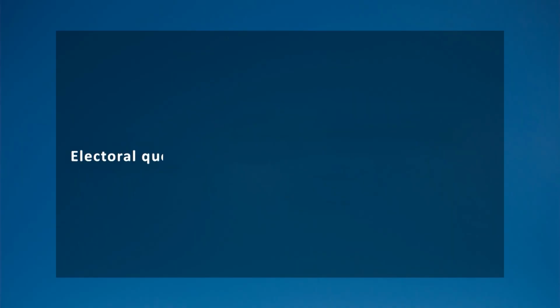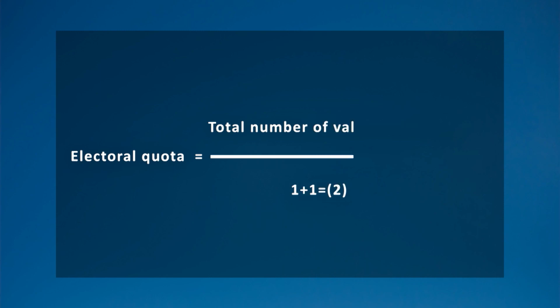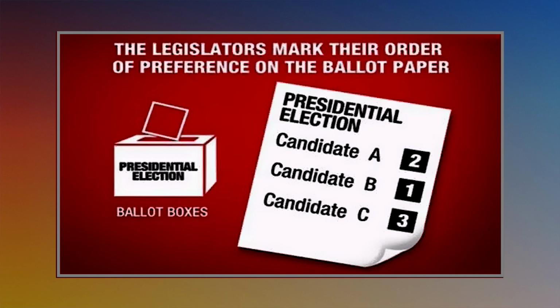The quota of votes is determined by dividing the total number of valid votes polled by the number of candidates to be elected plus 1, and adding 1 to the quotient, where only one candidate is to be elected as president. Each member of the electoral college is given only one ballot paper. The voter, while casting his vote, is required to indicate his preferences by marking 1, 2, 3, etc. against the names of candidates. This means that the voter can indicate as many preferences as there are candidates in the fray.